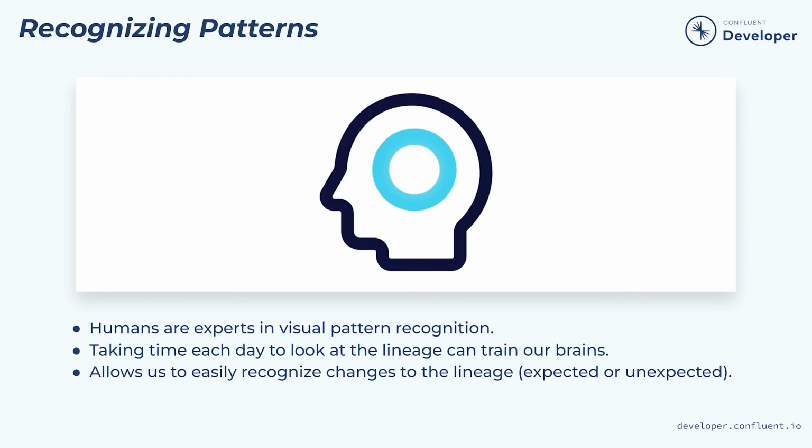The human brain is capable of finding and recognizing visual cues, but we need to give it data to work on. Taking a few moments out of every day to look at the stream lineage can build a baseline in our minds. The next time we open the lineage, if something is abnormal, we may be able to recognize a change in the pattern. When we see these types of unexpected changes, it's well worth our time to investigate. We may have just discovered an unreported issue or even a security concern. Using the lineage to develop this kind of deeper understanding can help us avoid future data governance issues.